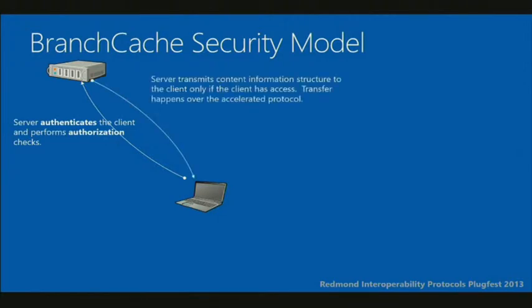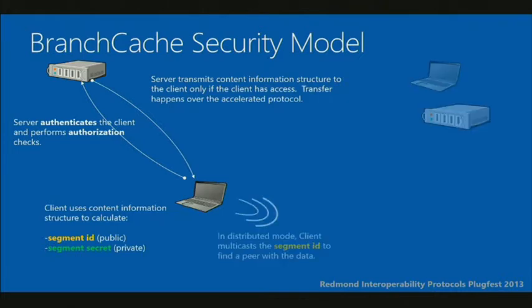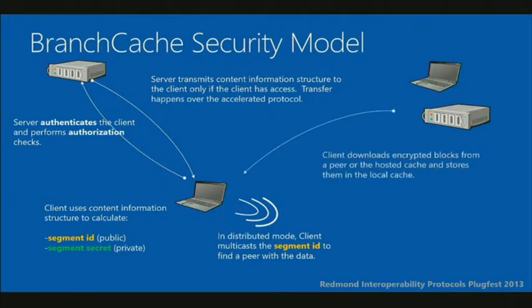When the server passes back the content information structure, it contains the segment identifier and the segment secret. The ID is public. You can send that to anyone. The secret is what you use to decrypt it once you get the data back. So you do your broadcast in distributed mode and send out the segment ID. You find a peer that has it and retrieve it. What you have in flight there is encrypted, so it doesn't matter if anyone overhears it. We can transfer it over an unsecure channel, and then we decrypt it locally with the segment secret.